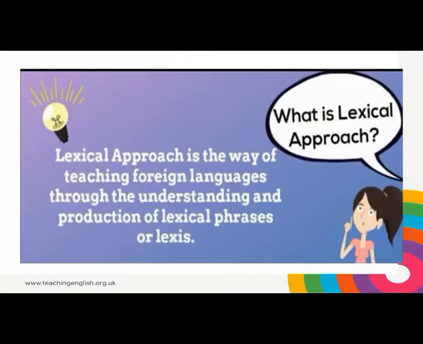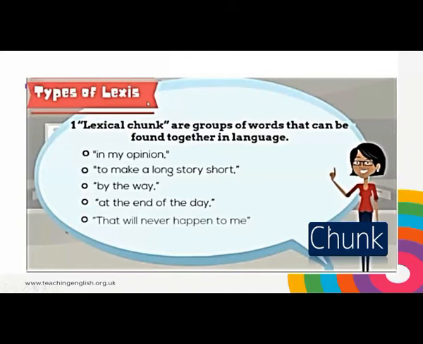So let's talk about the types of lexes. First, lexical chunk. Lexical chunks are groups of words that can be found together in language, and this is one of the best ways to learn English, to learn the language in chunks. For example: in my opinion, to make a long story short, by the way, at the end of the day, that will never happen to me. These are lexical chunks, as in songs.